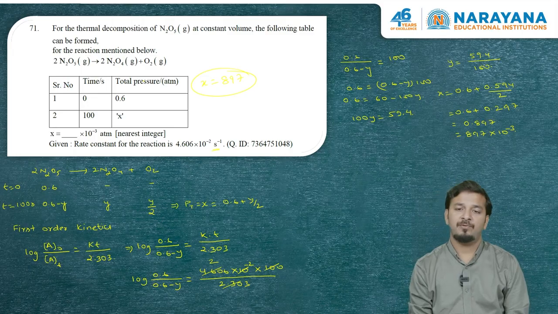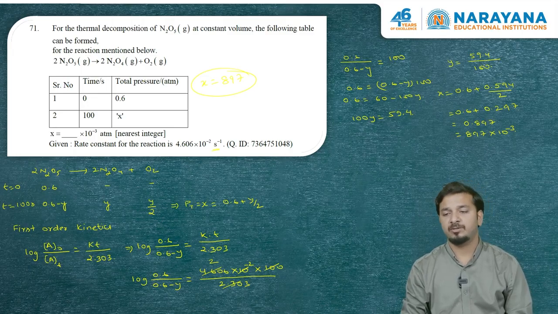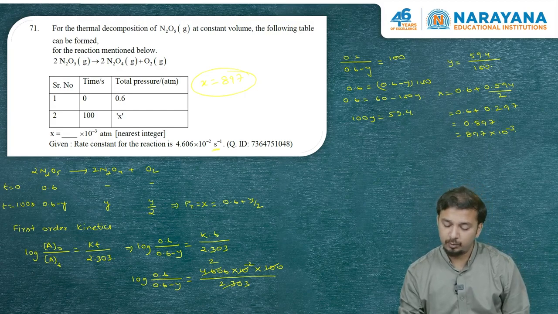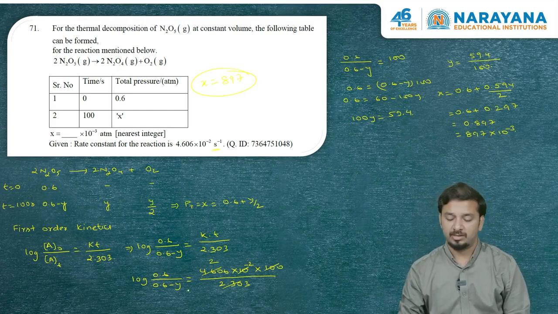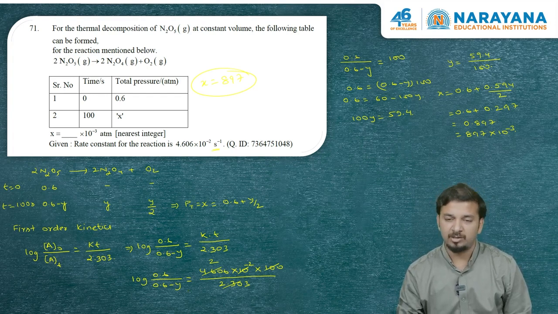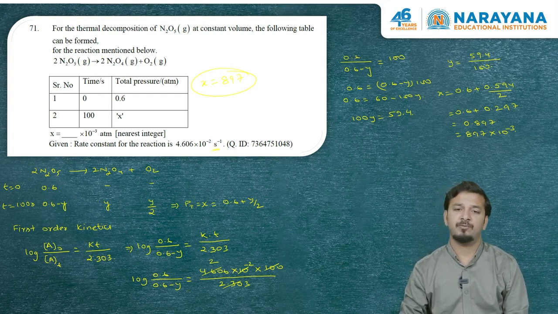But if we consider this 4.606 as only K, not the effective K, then we have to use 2 times of 4.606 in that case. So as they have not mentioned anything, I am taking it as effective K for this reaction.